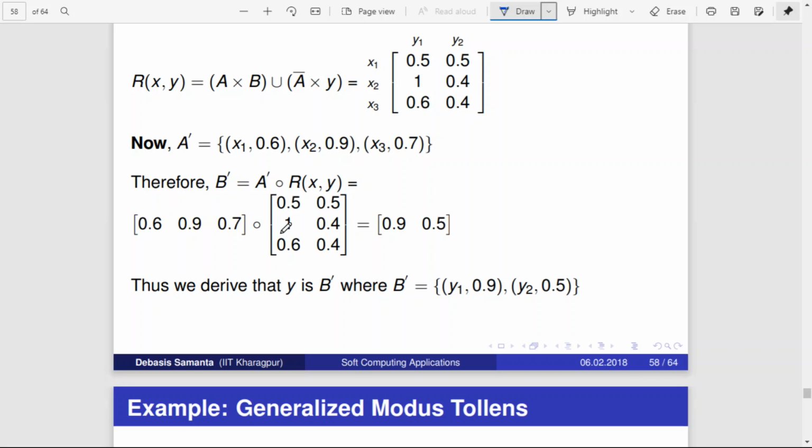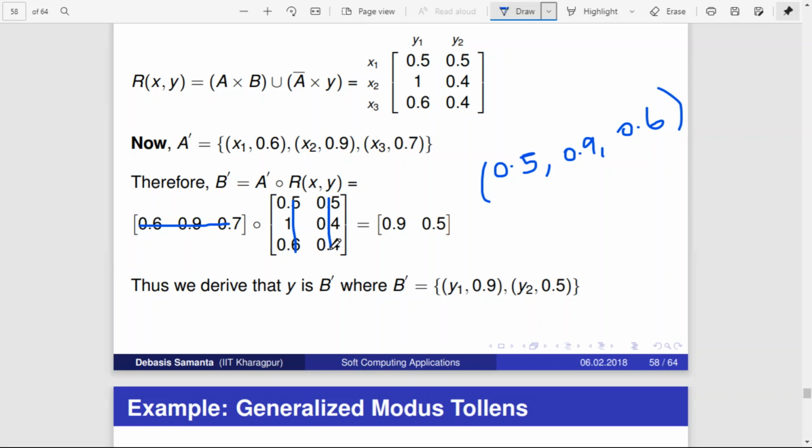Okay. So how will you do it? That is like this and this. Okay. So 0.6, 0.5, the minimum is 0.5. 0.9, 1, the minimum is 0.9. 0.7, 0.6, the minimum is 0.6. And the maximum of this is what? 0.9. So we got this 0.9.